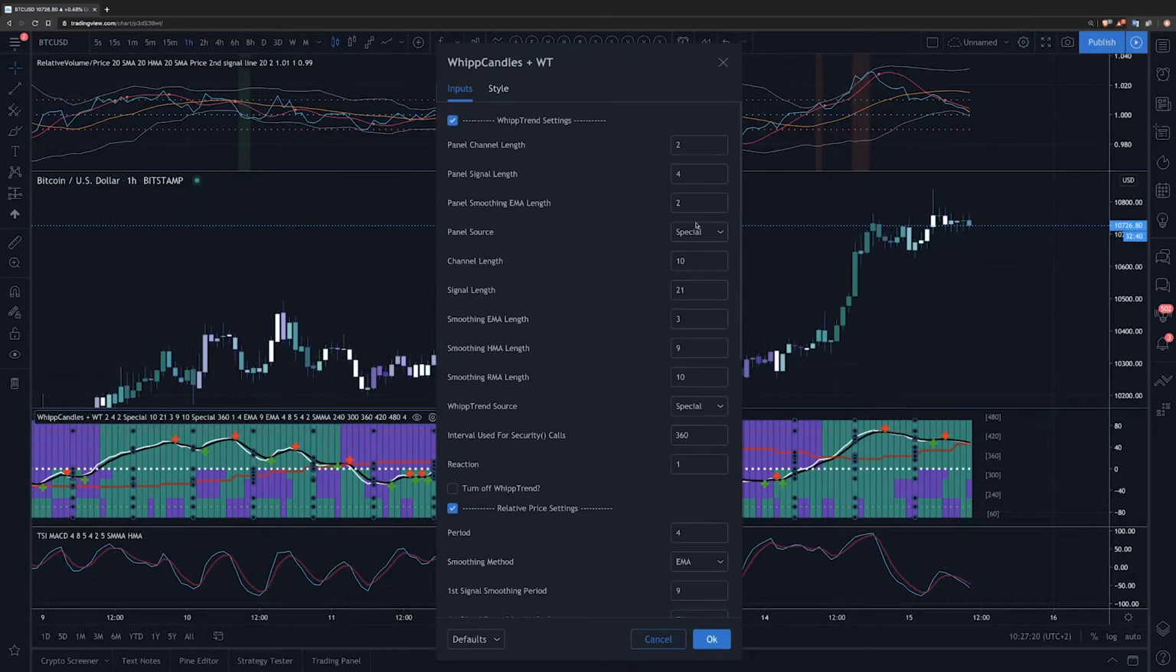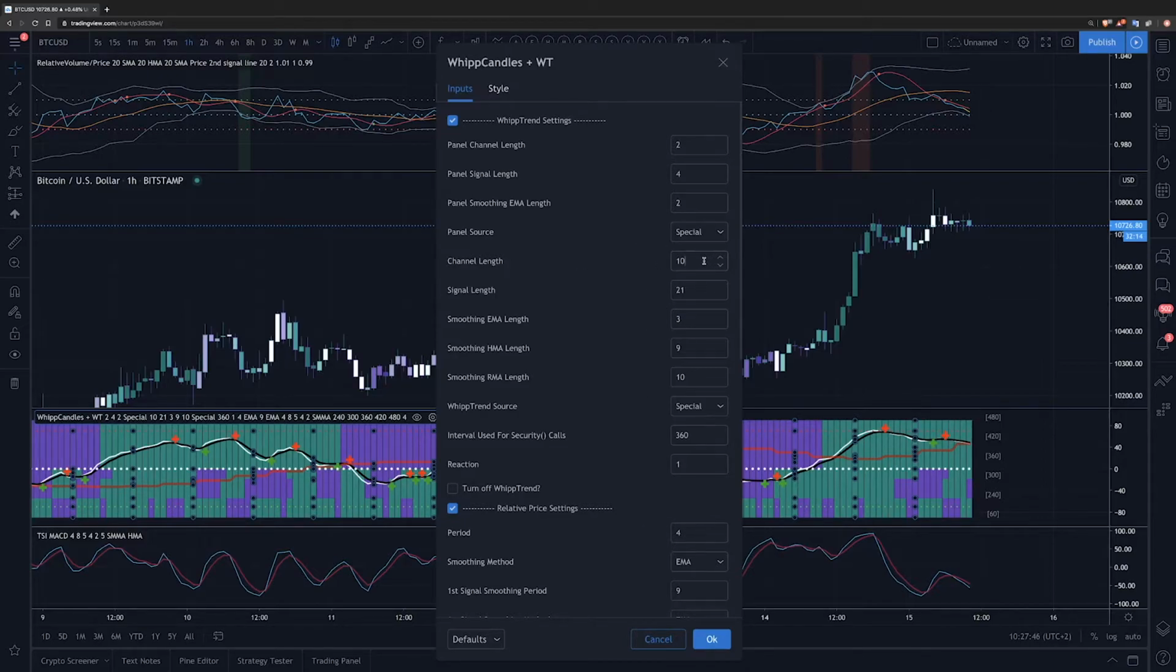The second section, the panel source, is the special mathematics that I created for wave trend, which then changed it into whip trend. We have some other variations as well, but I have it on special. It generally gets me in a candle sooner than the wave trend version.